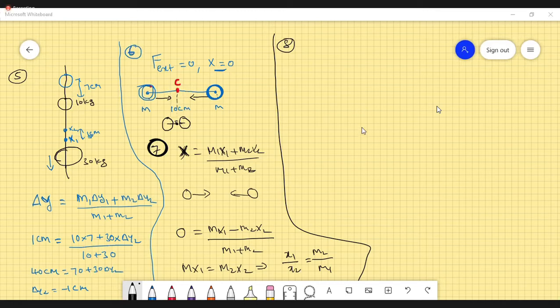Sir, if you don't take the center of mass to be at origin also, one will be 10 meters far away from the center of mass and the other will be 5 meters far away, right? Nothing like that. We can keep anywhere. Okay, sir.